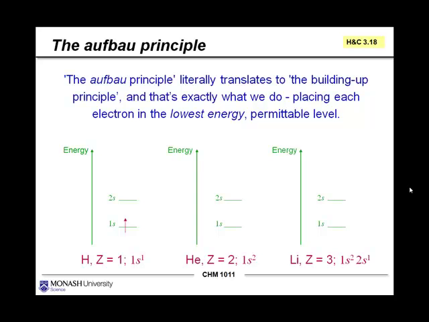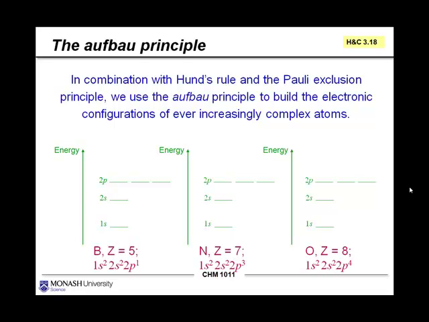Helium has 2 valence electrons. The first one in 1s and the second electron also in 1s, but with opposite spin. Lithium has 3 valence electrons, 1, 2, and then the third must go into the 2s atomic orbital. No atomic orbital can ever be occupied by 3 electrons. 2 is the maximum number of electrons you can have in an atomic orbital.